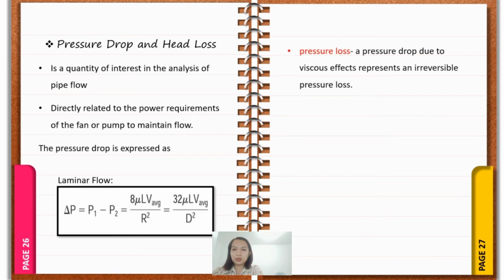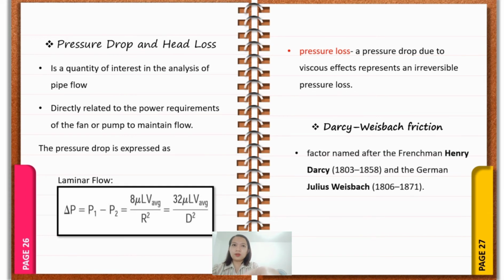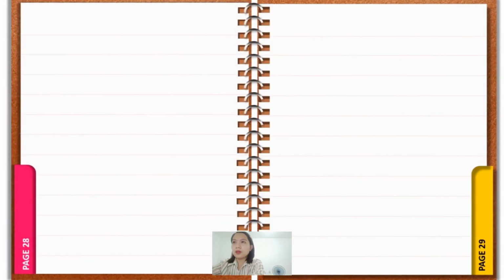And a pressure drop due to the viscous effects represents an irreversible pressure loss. The Darcy-Weisbach friction factor is named after the Frenchman Henry Darcy, 1803 to 1858, and the German Julius Weisbach, 1806 to 1871. These are the two engineers who provided the greatest contribution in the development.